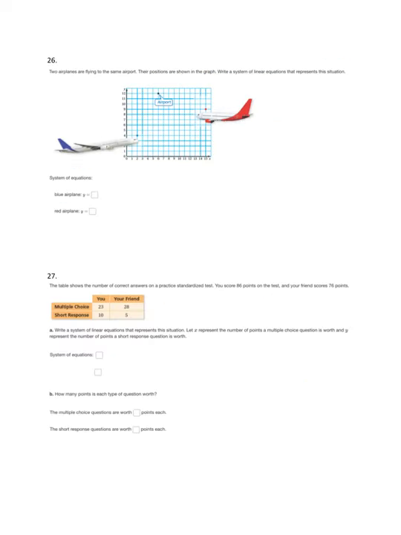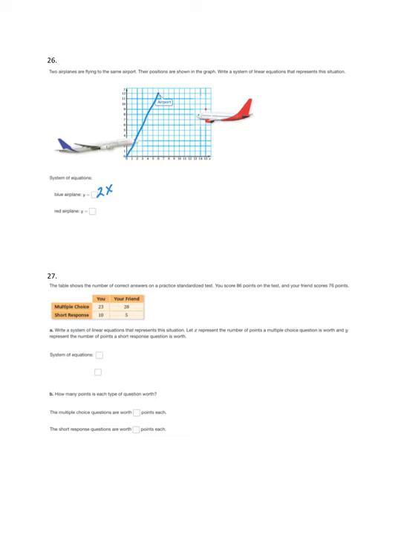All right, on this next problem, I see these two airplanes are flying to the same airport, and I see where that airport is labeled. So I need to write a system of equations for these two airplanes. So for the blue airplane, I'm going to connect the blue dot to the airport. And I can see that this line has a slope of 2, and if I continued it on, it would go through the origin. So the blue airplane, the equation is y equals 2x.